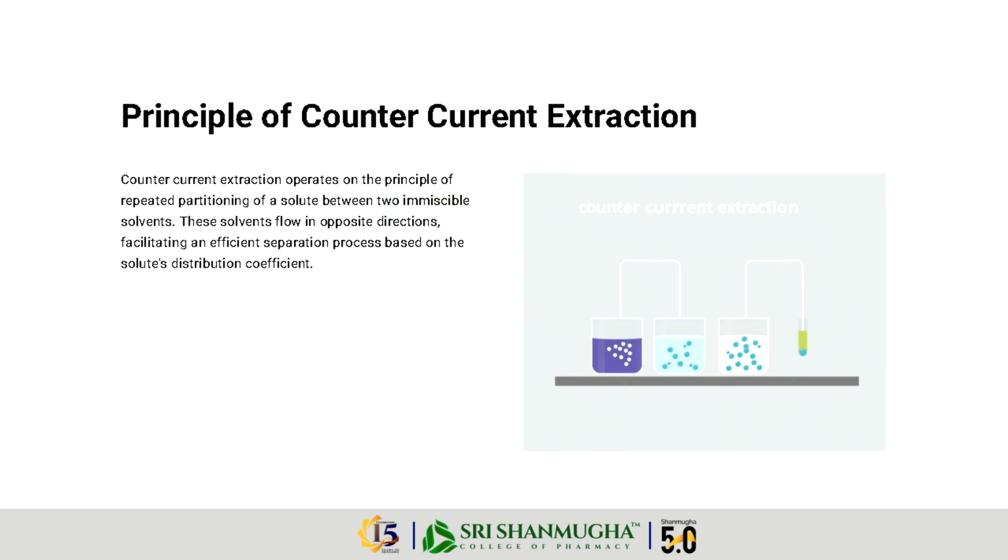Finally, counter current extraction. This sophisticated method works on the principle of repeated partitioning of solute between two immiscible liquid phases flowing in opposite directions. The solute distributes according to its partition coefficient and continuous counter flow maximizes separation efficiency. It is widely used in industrial isolation of antibiotics, alkaloids, and other natural products. Though advanced, the basic principle is often asked in long answer questions.